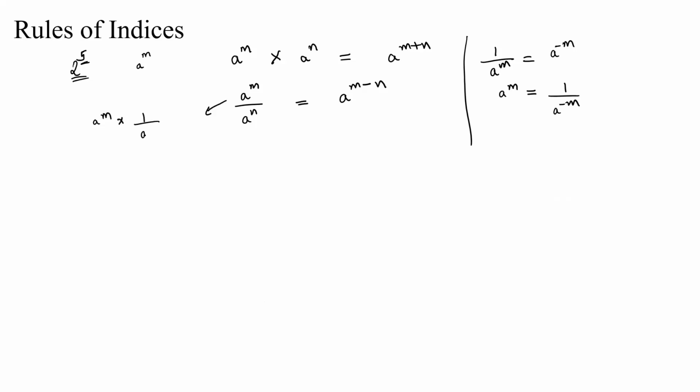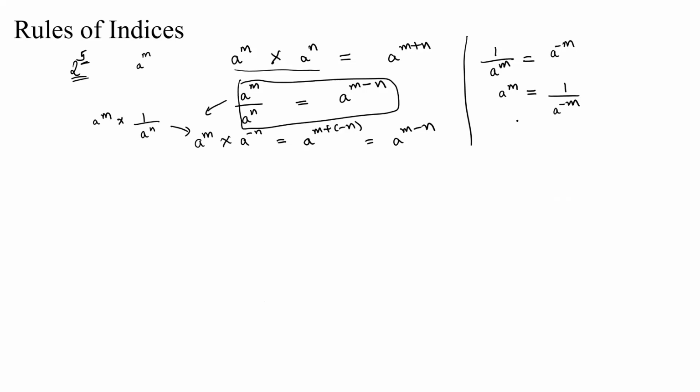So what this is basically is you have a raised to power m and you're multiplying it with 1 by a raised to power n, right? And this is basically a raised to power m multiplied with a raised to power minus n. And if you use this, then you get a raised to power m plus minus n, which is nothing but a raised to power m minus n. So this is how you get this formula using this and this, right?